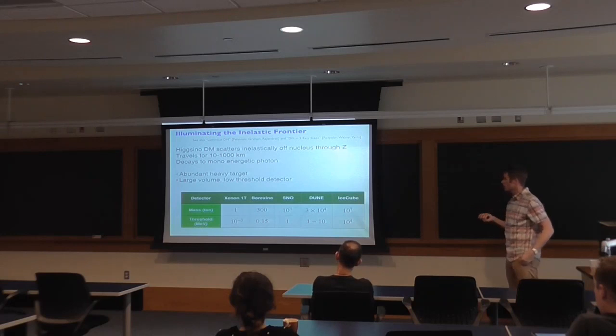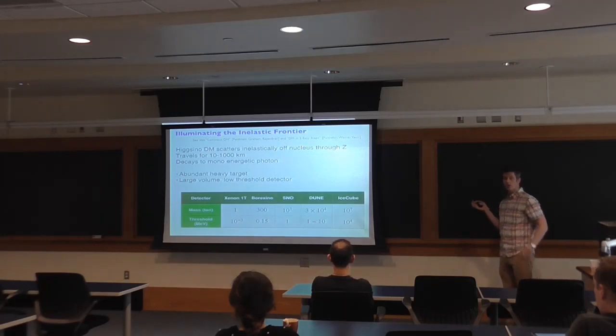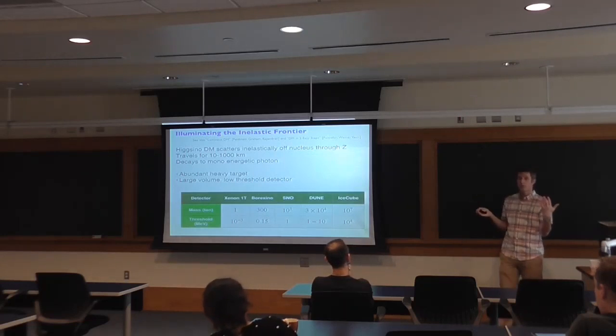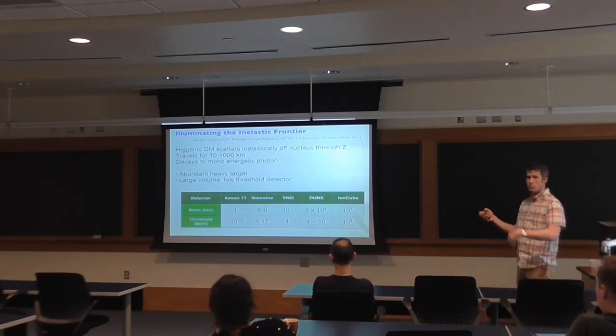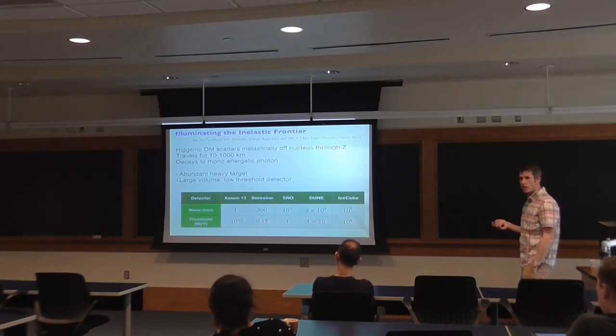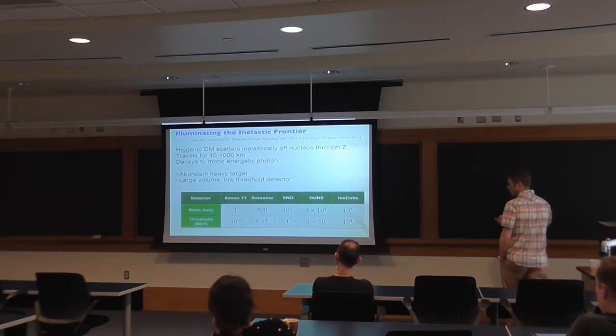And we're going to do something very similar. We're going to imagine that a Higgs zeno scatters inelastically off a heavy nucleus. I told you earlier that inelastic scatters prefer the heaviest stuff available. Then I'm going to assume that it travels something macroscopic, tens to thousands of kilometers, and then it de-excites, giving one an energetic photon.